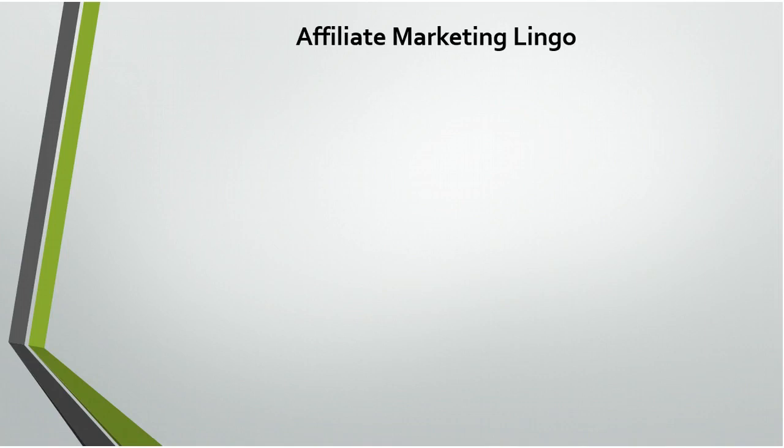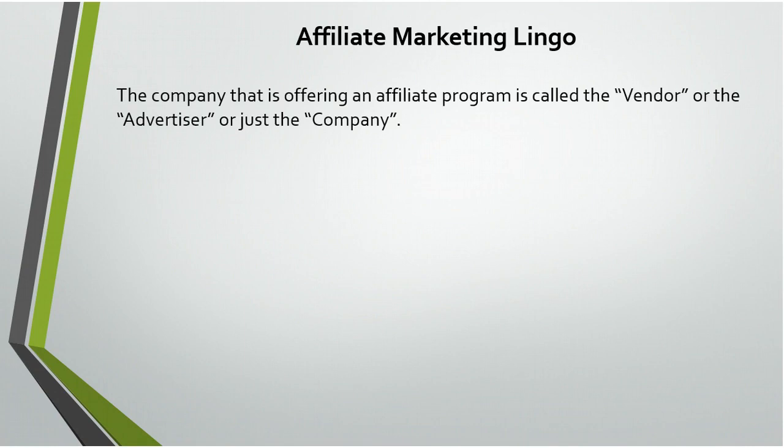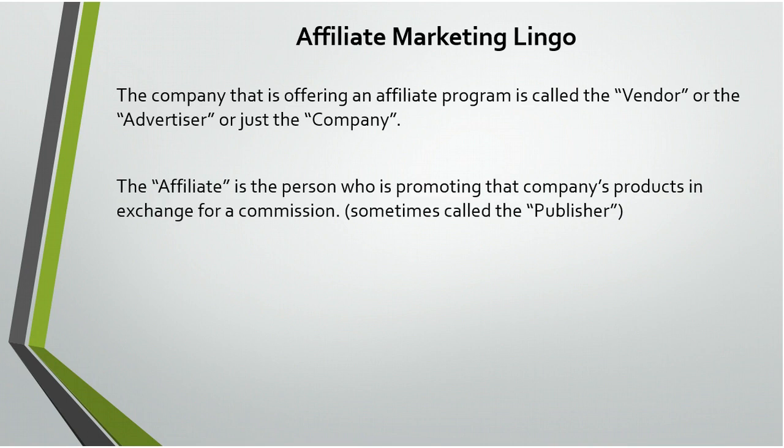Another fundamental thing we want to cover is some basics of the lingo, the languaging that we use within the affiliate marketing world. The company that's offering an affiliate program, in other words, the company that's willing to pay you to sell their products for them, is called the vendor or the advertiser or just the company. And you are considered the affiliate. You're the person who's promoting that company's products in exchange for a commission.